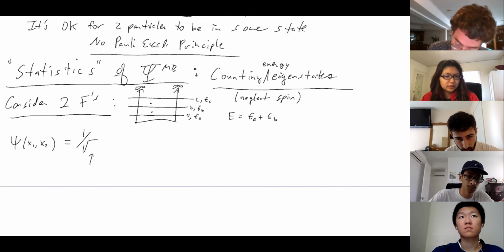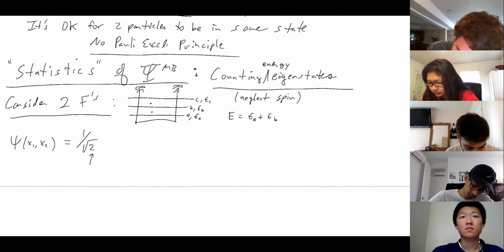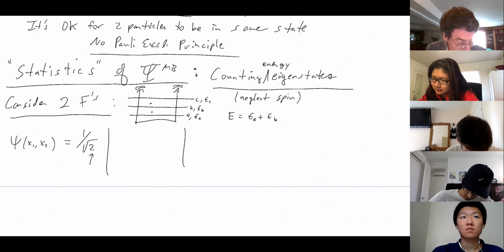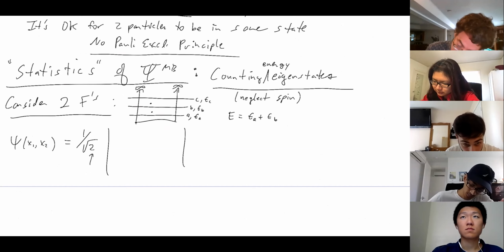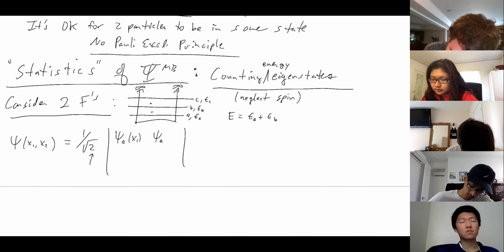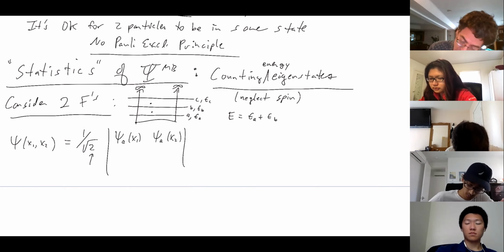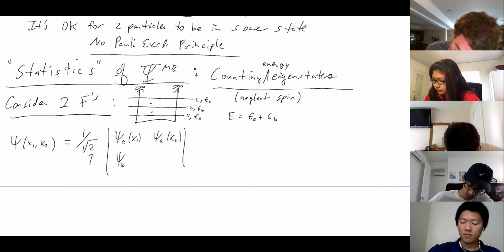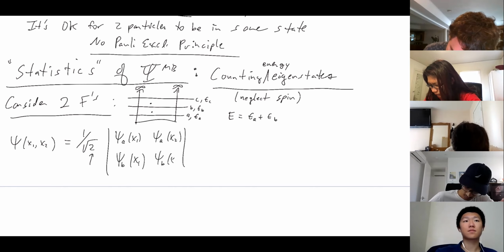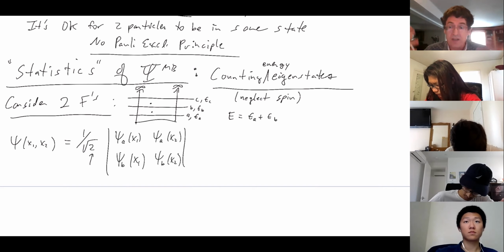Yeah, because 2 factorial is 2. And then I have to construct my determinant. The rows denote the states. The first state is state A, with particle 1, and then I have state A with particle 2. The second row is the second state, state B of particle 1 and state B of particle 2. So I'm just using the trick, constructing the Slater determinant.